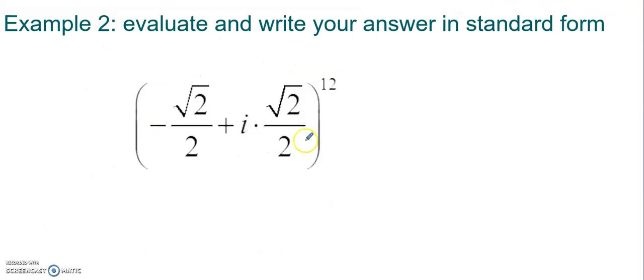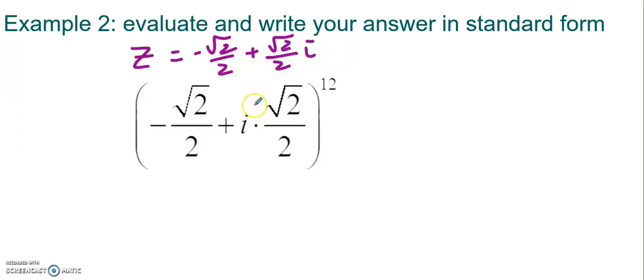Next one. So here we're given the initial complex number in standard form. So keep in mind here, the complex number that we're dealing with, z equals negative root 2 over 2 plus root 2 over 2i. That's our complex number, okay? And then we're going to raise that to the 12th power. So in order to do this, first you want to convert it to trig form, raise it to the 12th power, and then convert it back to standard form. So pause the video, do that, unpause when you're ready to check your answer.